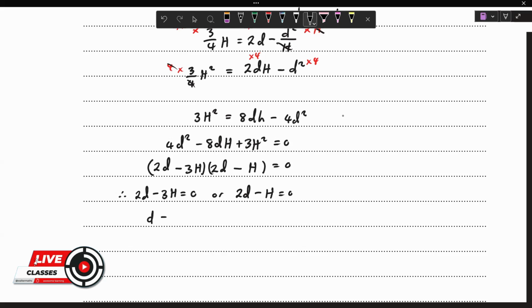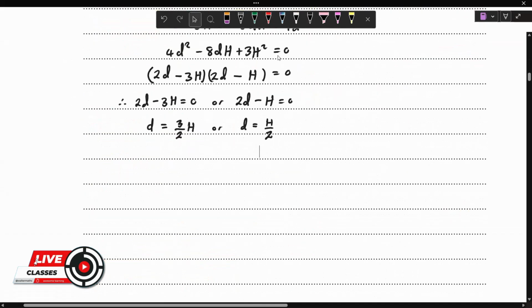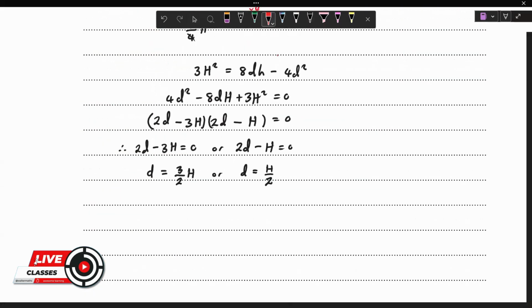So here we get d equal to 3 over 2 of h, and d equal to h over 2. Since the question says we should find the 2 possible values of d, these are the ones we've gotten. d is equal to 3 over 2 of h, and d is equal to h over 2. So that's the answer here, and that's how we do it.